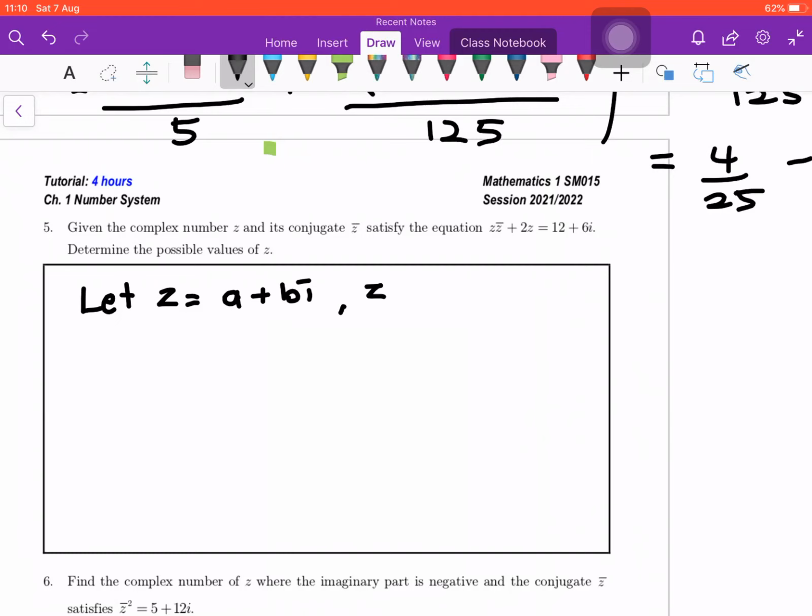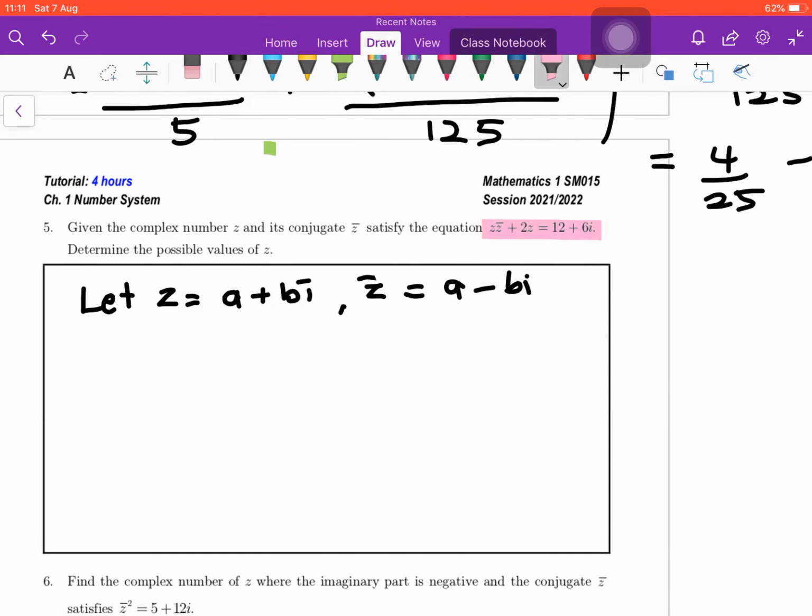So dia punya conjugate pun auto you tahulah. So dia adalah a minus bi. Okay, ni secara general sebab kita tak tahu apa complex number. So now we want to find the possible values of z. Okay, so setelah kita dah let, apa kita nak buat? Kita substitute these two ke dalam formula yang diberilah.